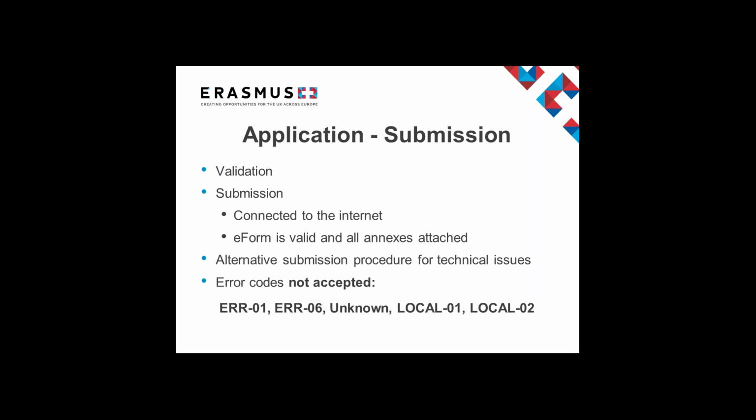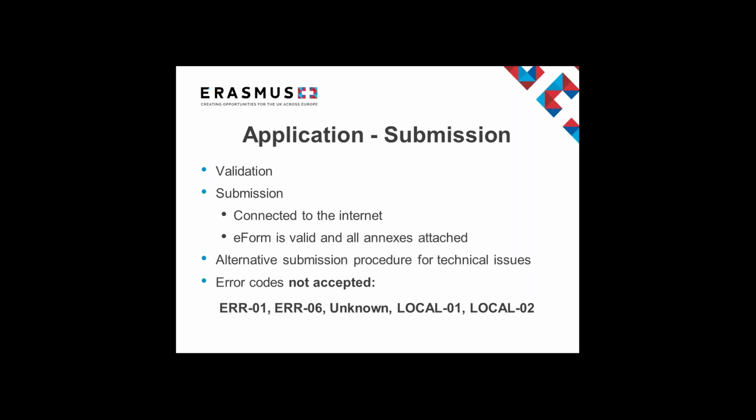This error relates to invalid data or missing details in the eForm. This is not considered to be a technical issue and can be rectified by correcting the application form and validating it again. Error 06. This error means that there are errors with the annexes, meaning that the total size of the attachments exceeds 5 megabytes, or they are not in the accepted file format accepted in section N of the application form. This can be rectified either by reducing the size of the attachments or by removing them.